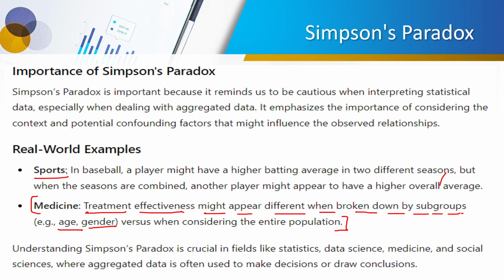In the same manner, we can consider sports, like they have given the example of baseball. So what example did they give? A player might have a higher batting average in two different seasons. So one player has a higher average in both seasons, but when the seasons are combined, another player might have the higher value overall. Clear? Suppose A is a person, so it might have suppose 50 in season 1 and suppose 60 in season 2. This is season 1 and this is season 2.